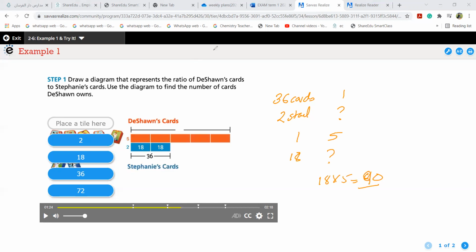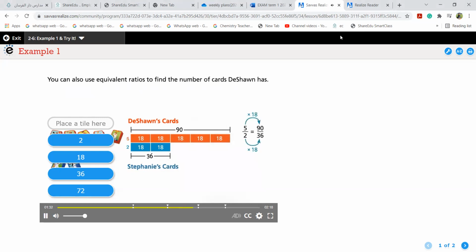90. They just asked how many Deshaun owns. It's 5 times 18, 90. Stephanie has 2 stacks of 18, so Deshaun has 5 times 18, or 90 cards. That's what I'm saying. You can also use equivalent ratios to find the number of cards Deshaun has.